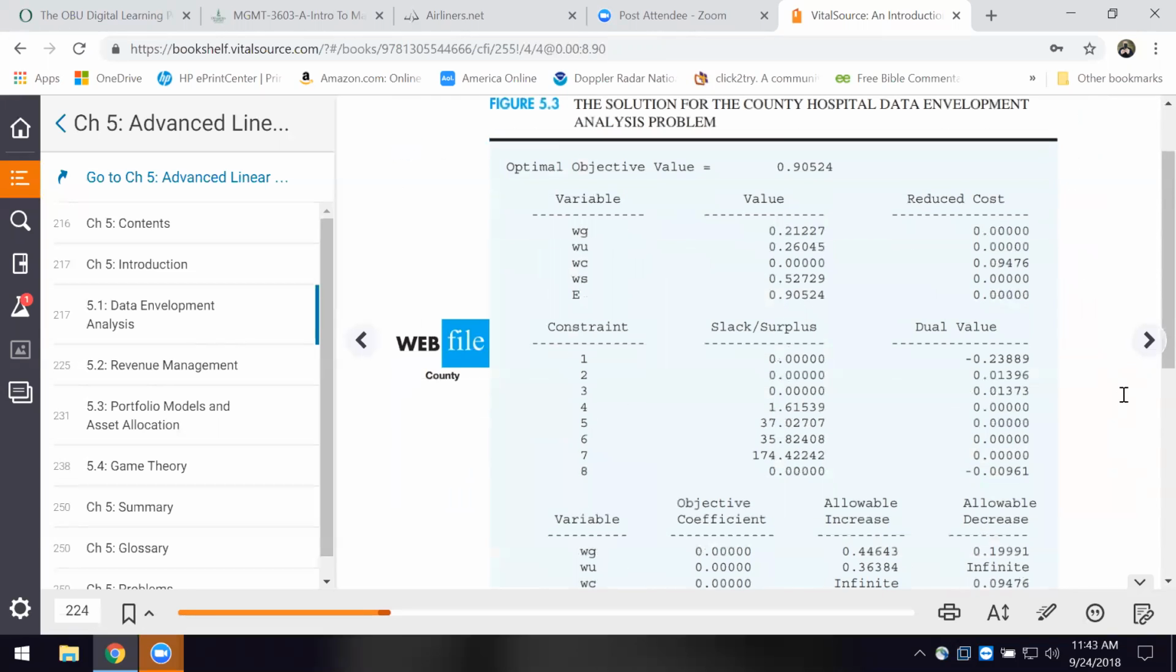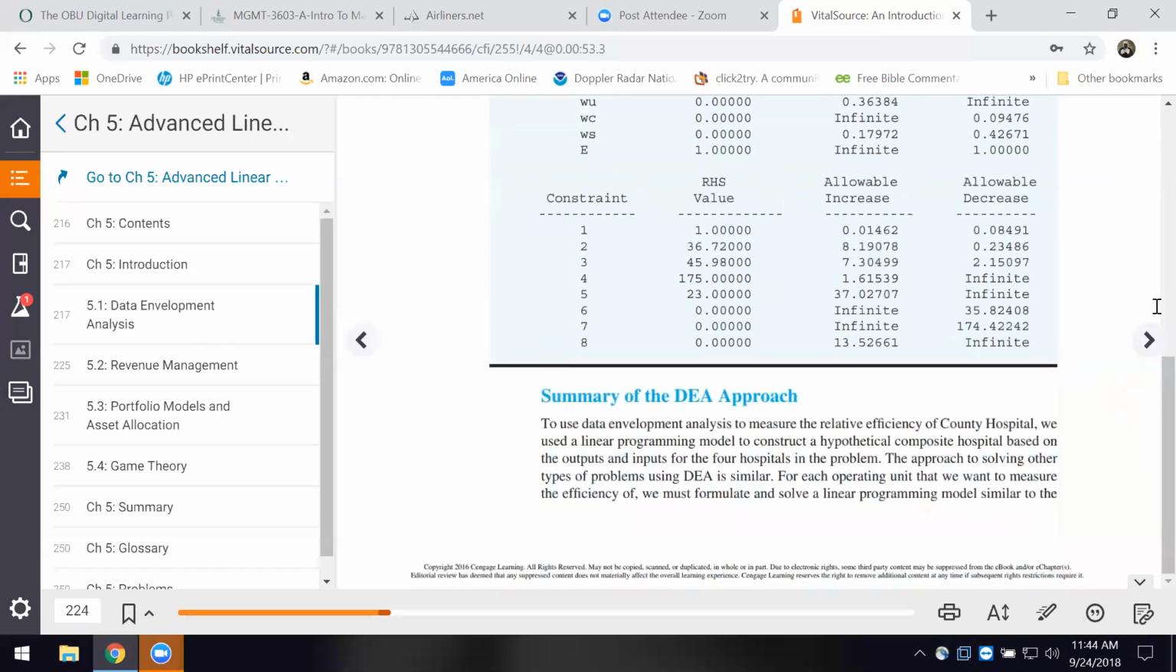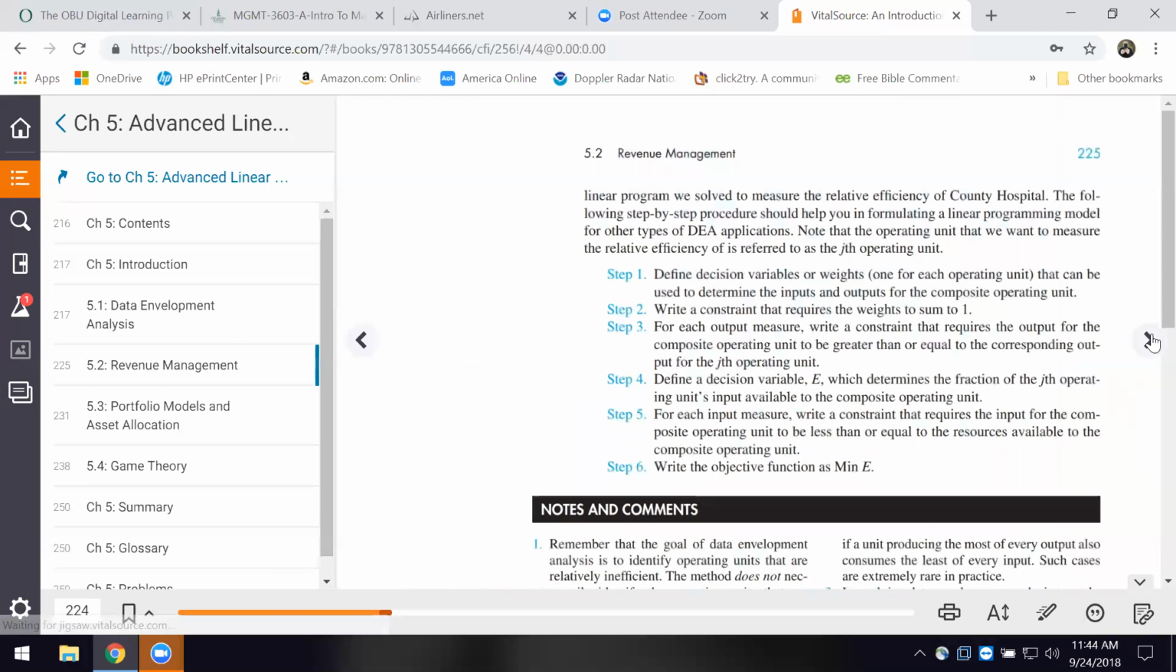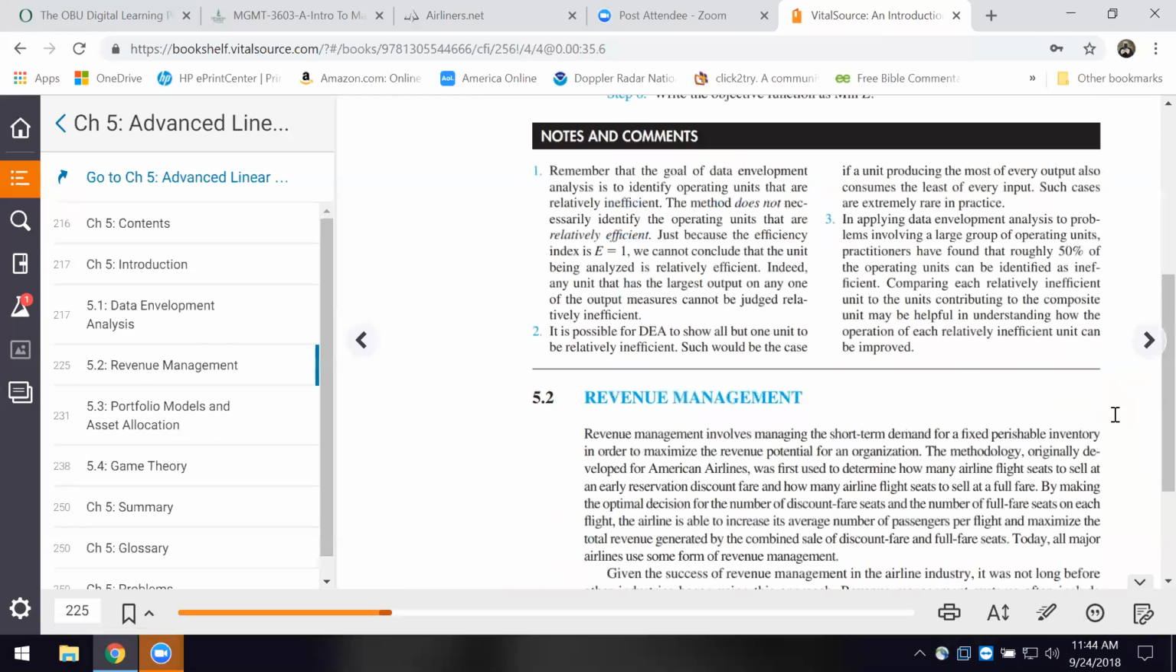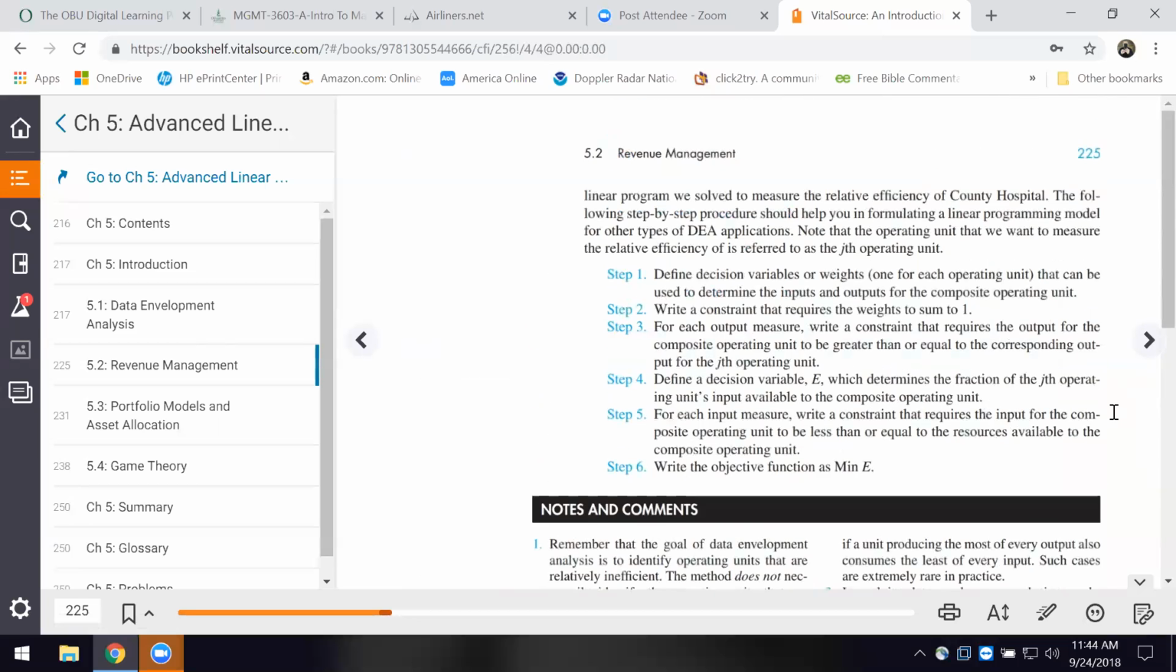And then we get the solution. And what they start looking for is, are there any slack or surplus resources here in terms of certain constraints? And we start looking for those. And then we're going to test the efficiency of each hospital. And then they give you a summary of the approach and some interesting information.